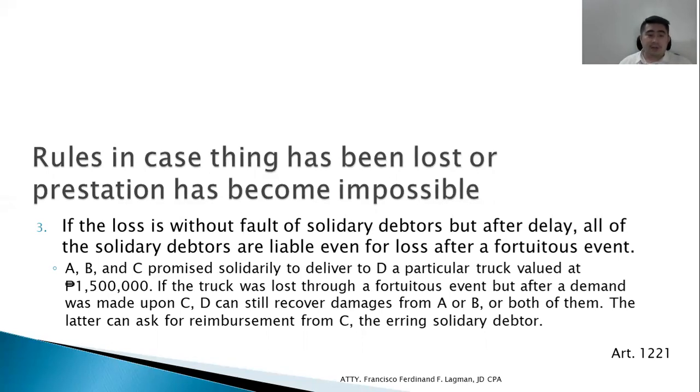The latter can ask for reimbursement from C. A and B can ask for reimbursement from C, the erring solidary debtor.